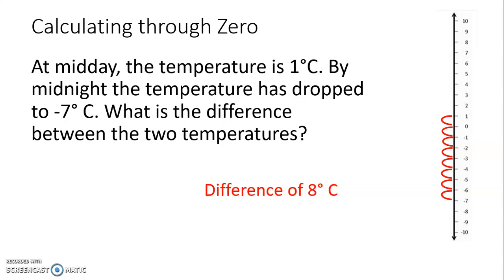And here's a little top tip for you with this type of question. If we look at 1 and -7, if we were to add those together, what number would we get? We'd get 8, wouldn't we? So that's a quick mental way of finding the difference when you've got a positive and a negative number.